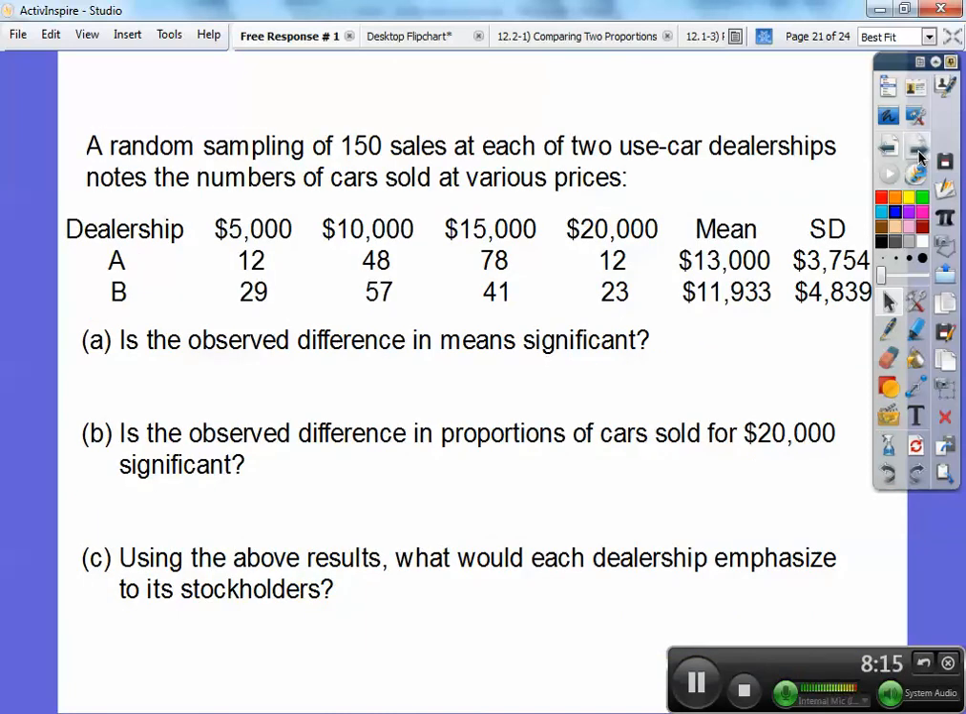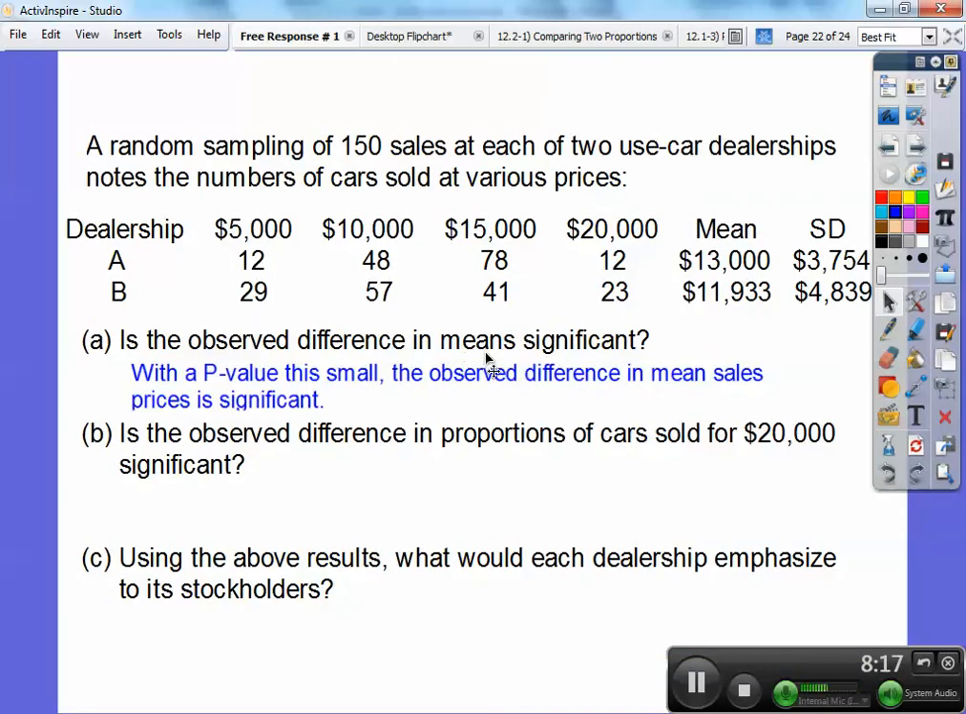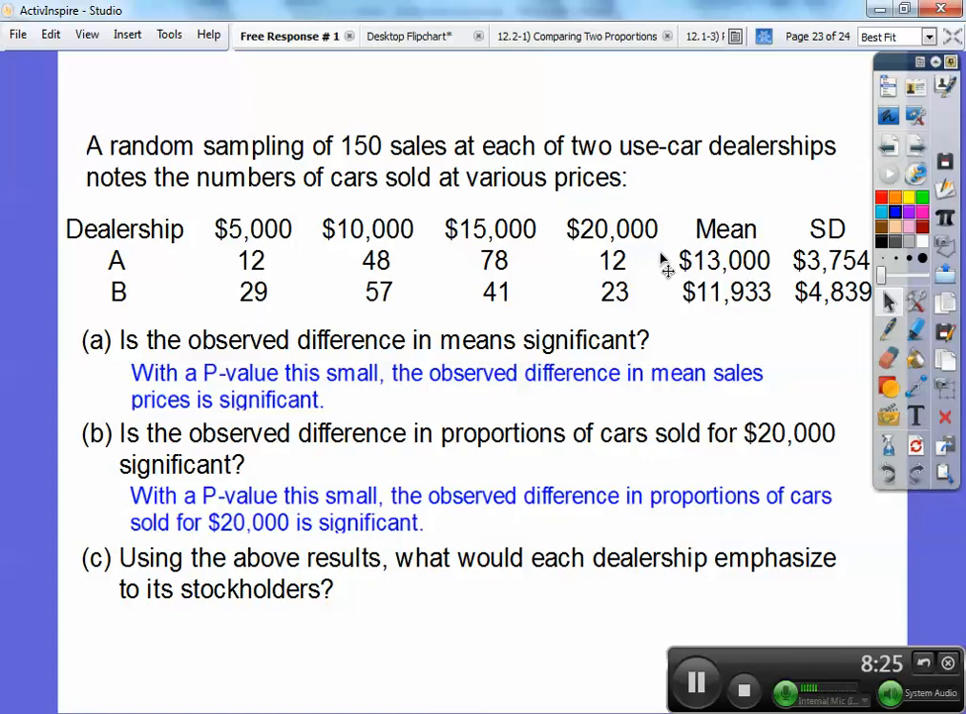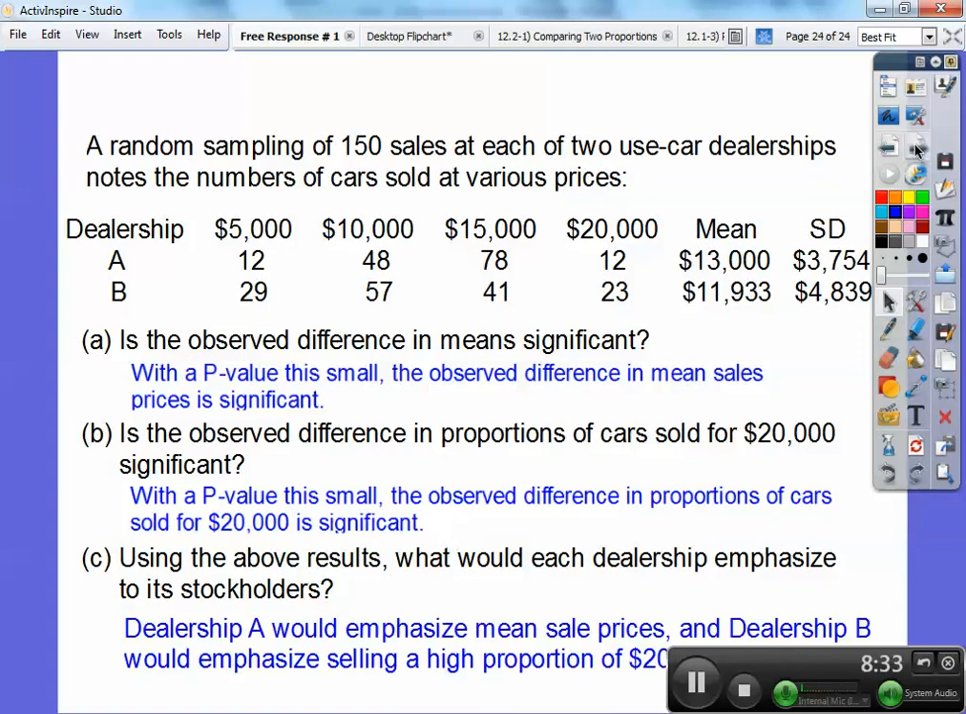So here's our answer. With the observed difference in means, are they statistically significant? We found out it was yes. For the observed differences at $20,000, those were also yes. So using the above results, what would each dealership emphasize to its stockholders? Dealership A would emphasize the mean sales price, and dealership B would emphasize selling the higher proportion in prices. Okay, take care, you guys.